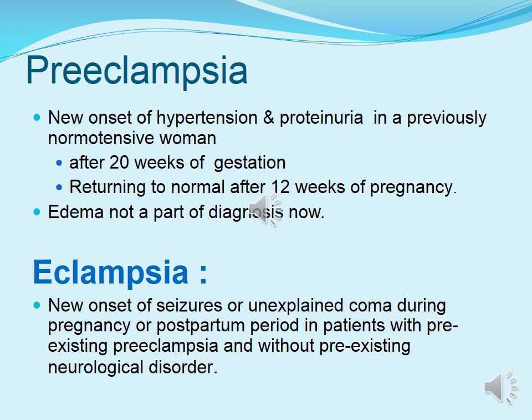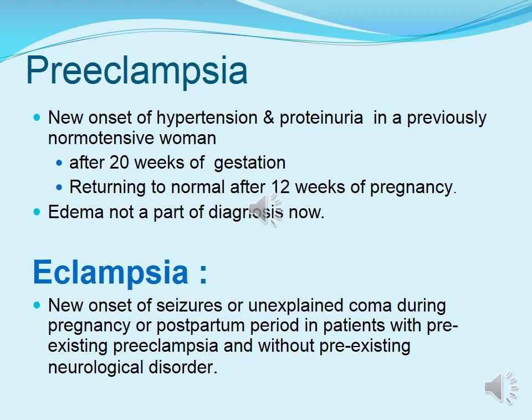Preeclampsia means a new onset of hypertension and proteinuria in a previously normotensive woman. It usually occurs after 20 weeks of gestation, returning to normal after 12 weeks of pregnancy. Oedema is not a part of the diagnosis now. If the patient is not getting well, she might develop a very severe condition which is called eclampsia.